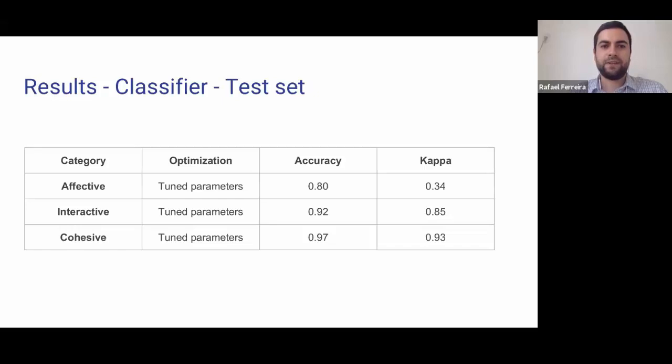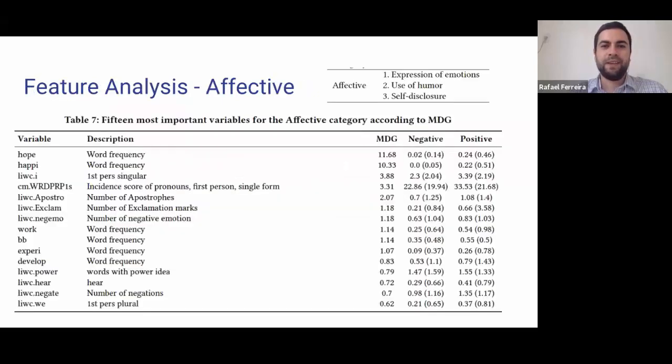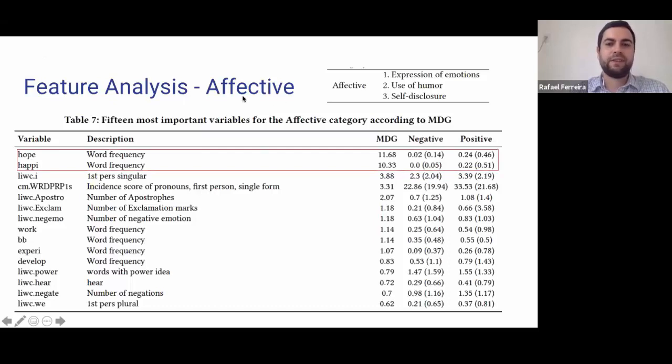Okay, so the results for the classifier were this, and then we analyzed the top 15 most important variables for each category. There are a lot of things that we could discuss about this table, but I will highlight a few of them because of the time. First of all, we are analyzing the affective category now, and I just put here the table with the category and the indicators. And first of all, I would like to highlight these words of hope and happy.